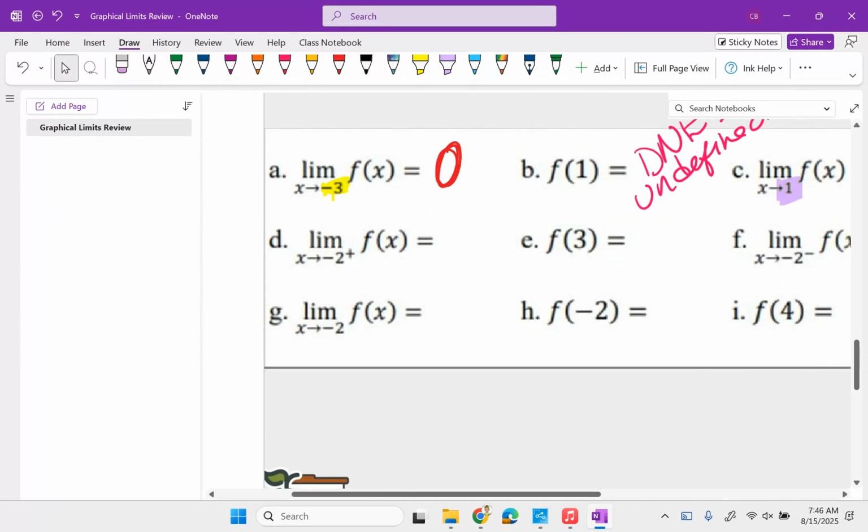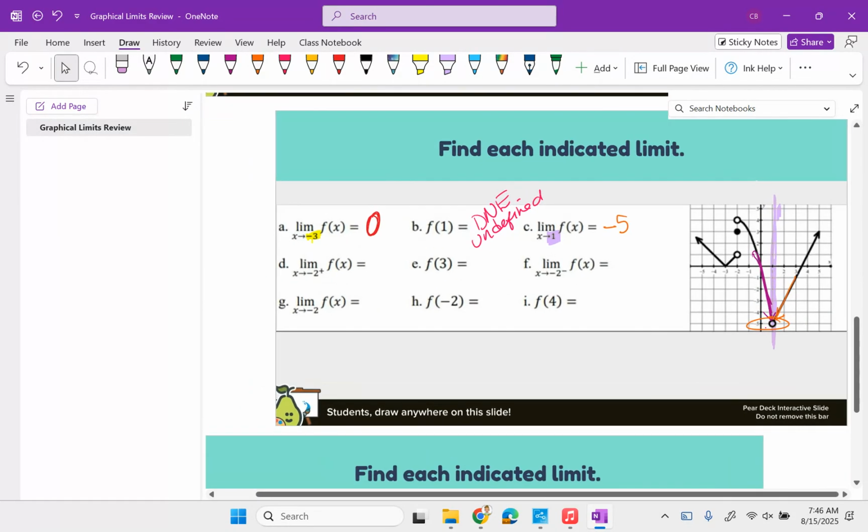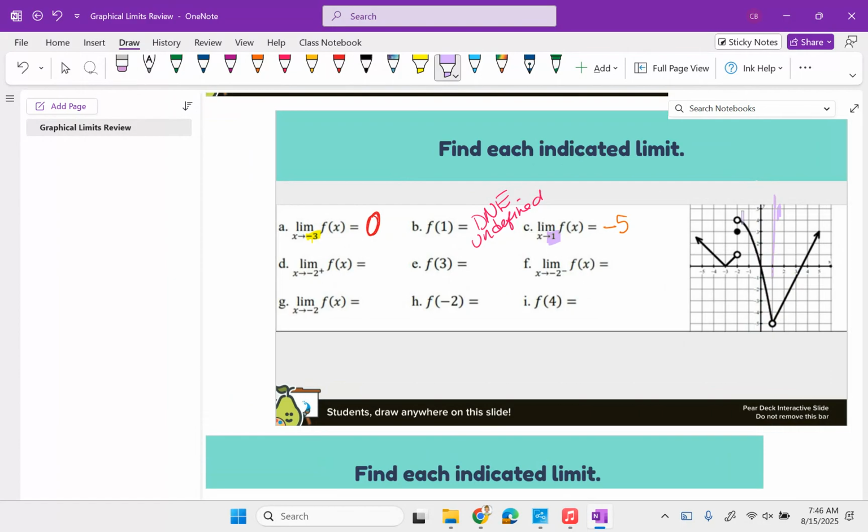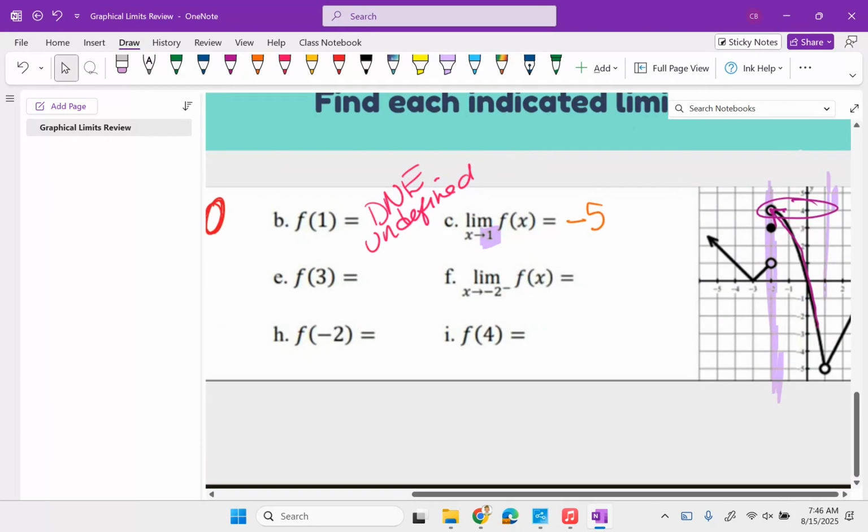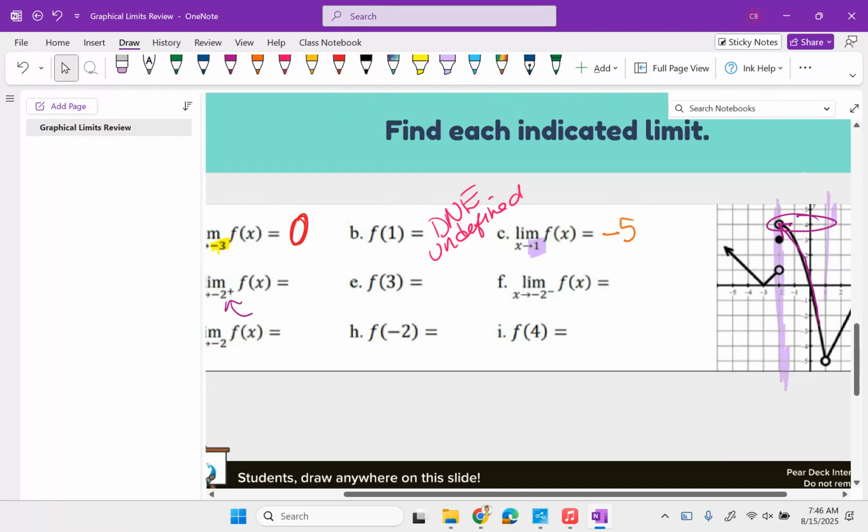All right, let's take a look at this next one here. What is the x value that we're approaching this time? -2. So I'm finding -2, which is right here. And we are going from which direction? The right this time. So they're only wanting me to trace this side. What y value did it go to? 4. Looks like 4.